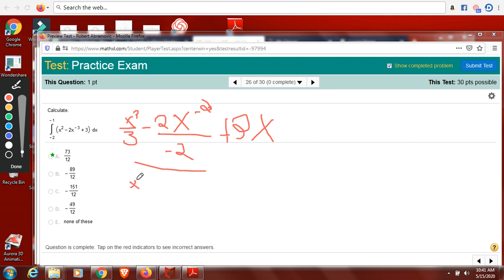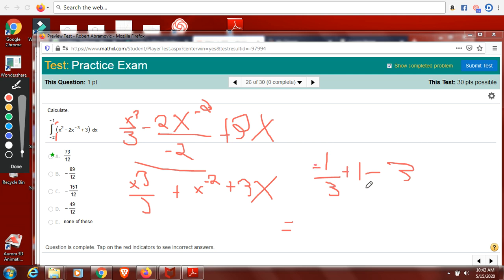We evaluate this. Let's see first what this reduces to. This reduces to x cubed over 3 plus x to the negative 2 plus 3x. We'll evaluate at negative 1 and at negative 2. When we evaluate at negative 1, we get negative 1 over 3. When we evaluate at negative 2, we get 1. When we evaluate at 3x, we get negative 3. So this becomes, let's see, it's negative 1/3 plus 1 minus 3.